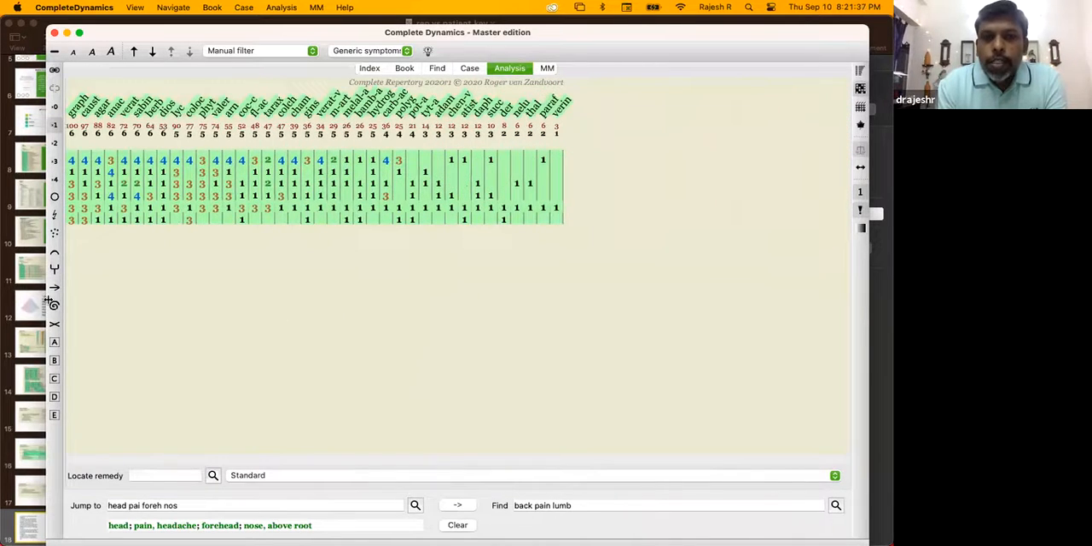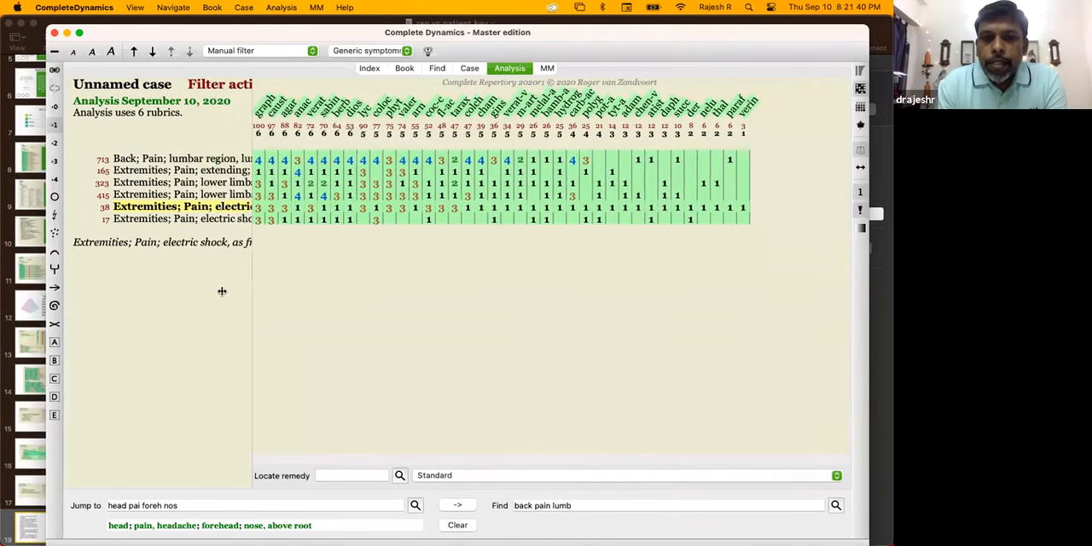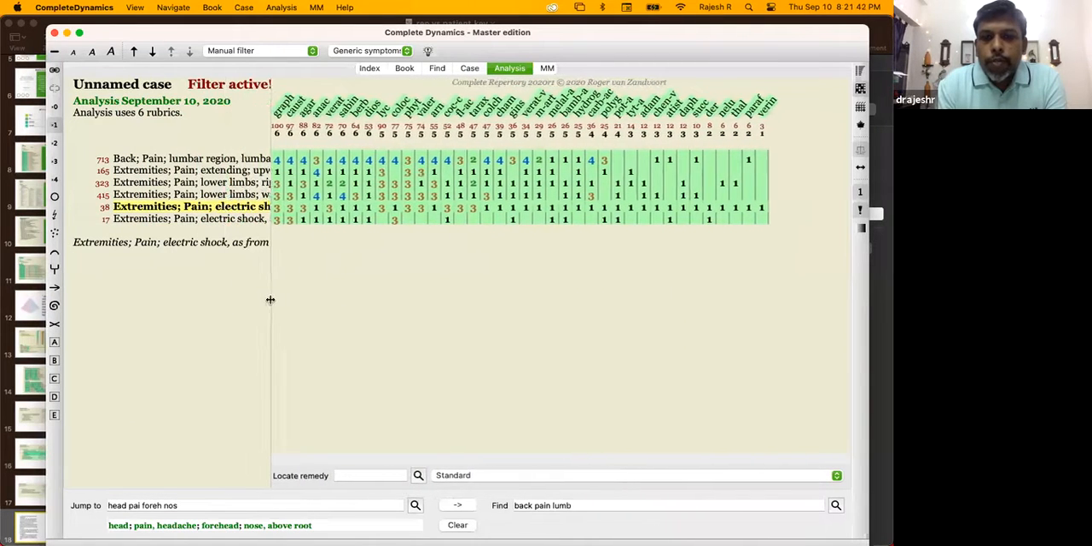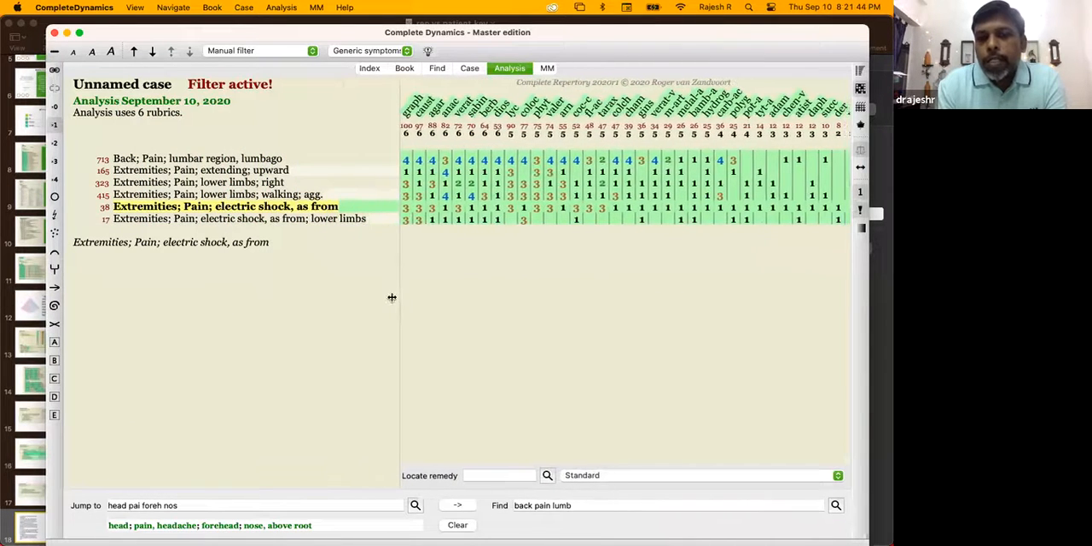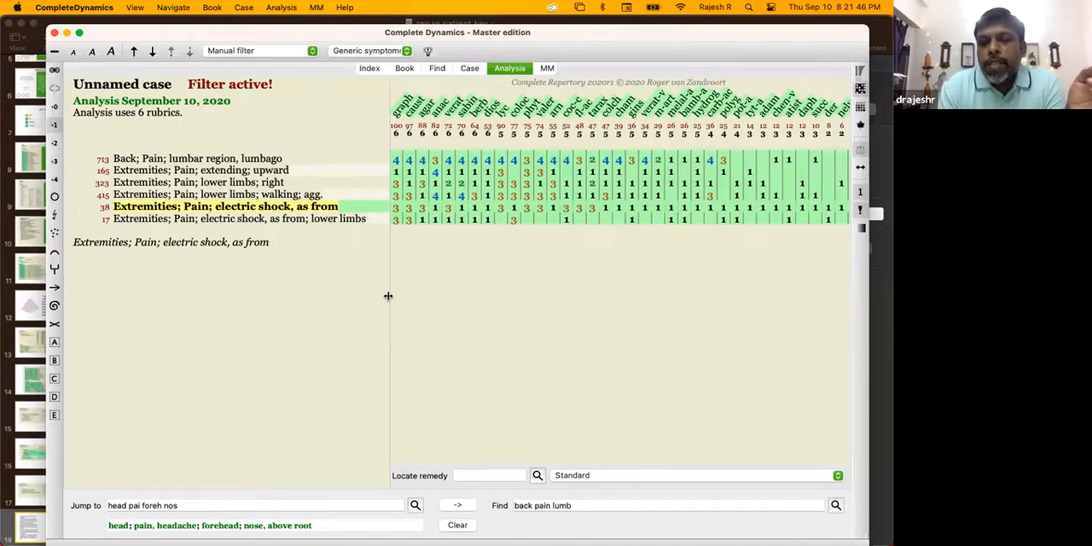So only these 38 remedies are given. In that you can see which one covers more and which one is more similar. You can take the other symptoms that are present and see which one matches up, and then you can go over it.